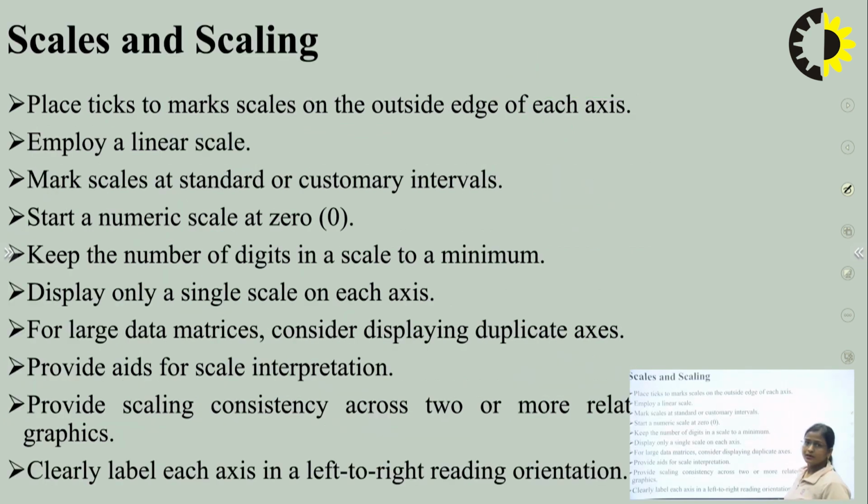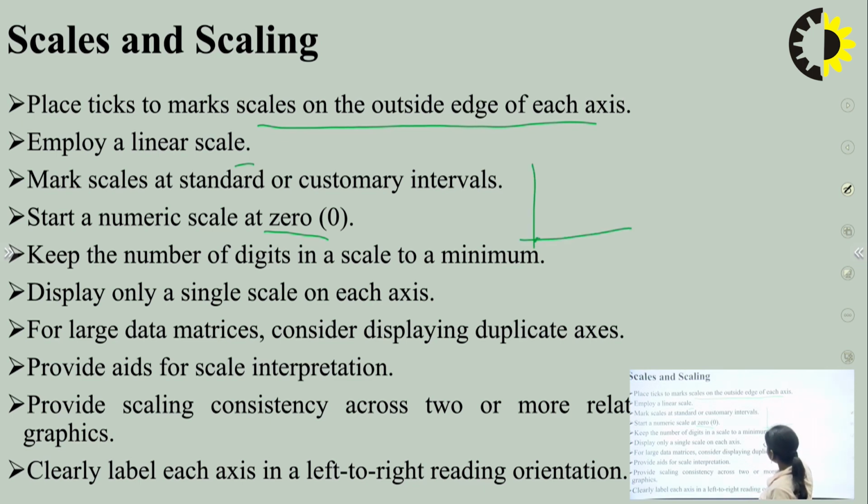Then scales and scaling. Scales and scaling means what scale we have to use to show our axis. So here, place ticks to mark the scale on the outside edge of each axis. Employ a linear scale. Mark the scale at a standard or customary interval. Start a numeric value scale at 0. We always try to start our data with a 0 value, but it depends. If required, we may start from 100 or 1000, depending upon the values we want to show in our data.